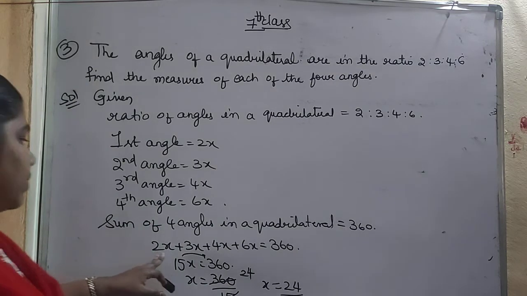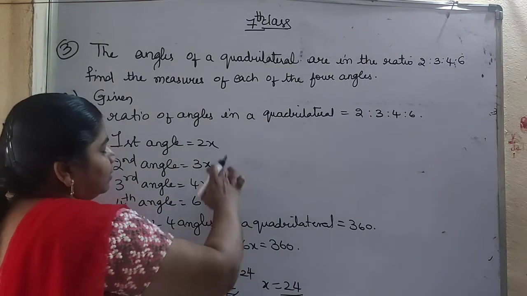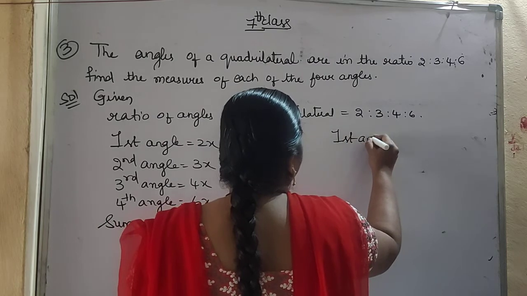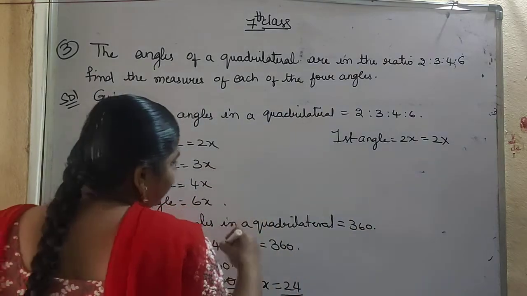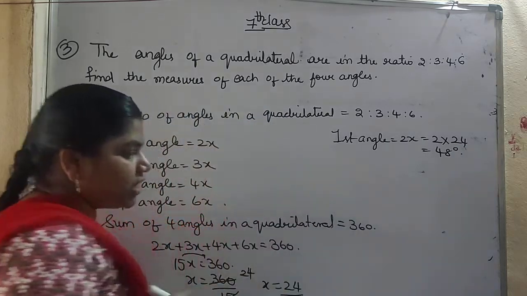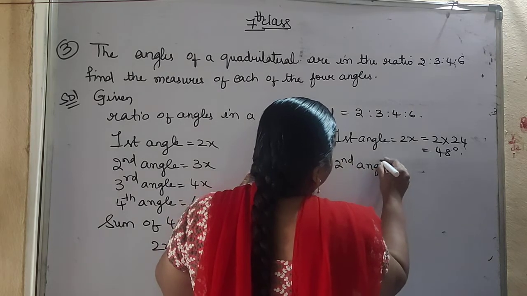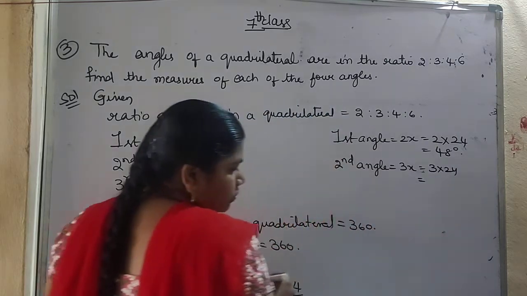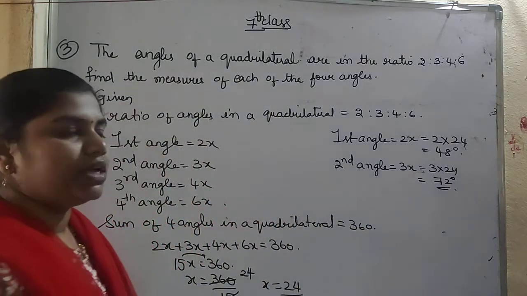Now this x we have to substitute in these values, that is, the first angle, second angle, third angle and fourth angle. In this x we substitute 24 degrees. So the first angle will be 2x. That is, 2 is a constant value and the x value is 24. That will be equal to 48 degrees. So the first angle is 48 degrees. Now we have to find the second angle. The second angle is 3x, so 3 into 24, which is 72 degrees. So the second angle we got as 72.